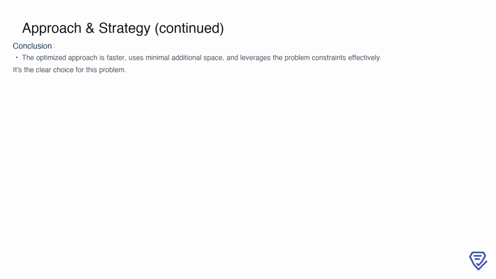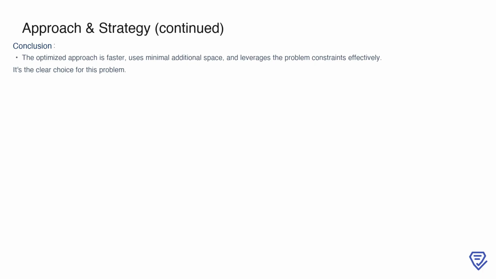It is faster, avoids unnecessary computational overhead, and makes efficient use of the problem's constraints. By directly placing words into their correct positions based on the trailing digits, we achieve an elegant solution with minimal additional space usage and a linear time complexity. This approach not only simplifies the implementation but also ensures excellent performance, making it the clear choice for tackling this problem.